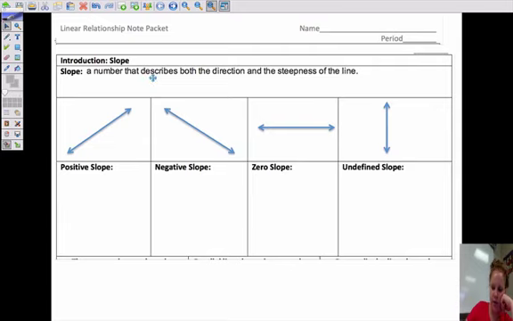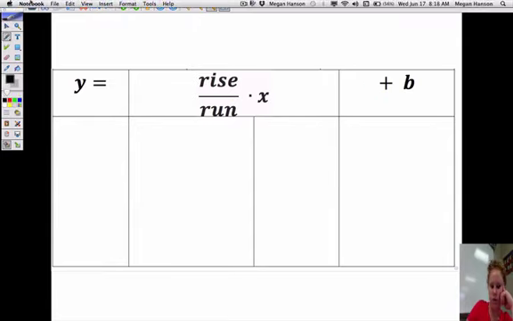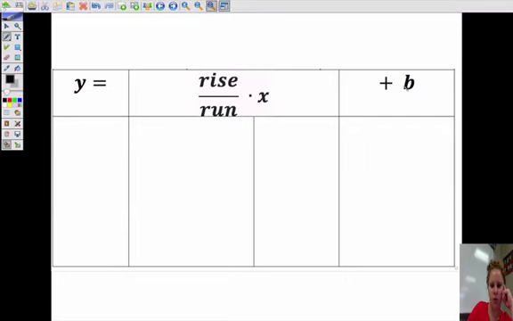And actually I'm going to have you skip down to the bottom of your first sheet. So find this first sheet that starts with slope and then skip down to the bottom where it has y equals rise over run x plus b. This is just the general form of a slope-intercept form equation, okay? And we're going to talk about what each thing means, okay?